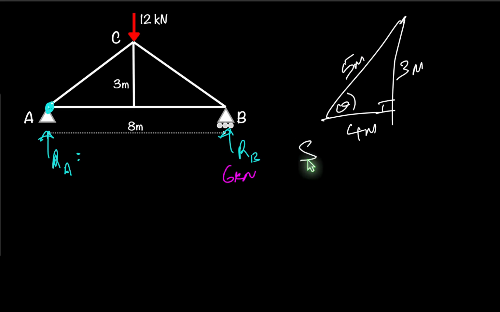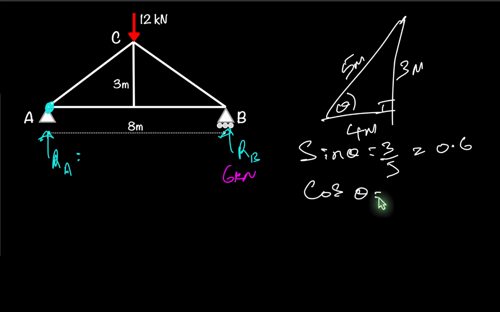And then what we do with this now, we're going to do sine theta equals, so it's opposite over hypotenuse, so 3 over 5. So sine theta is 0.6. And if we were to do cos theta, again, this one is adjacent, so 4 over hypotenuse, 5. So that will give us 0.8. So anywhere in our maths where we have sine theta, we're just going to replace that with 0.6. And where we have cos theta, we replace that with 0.8.